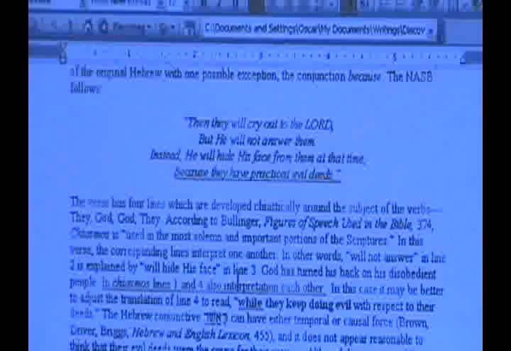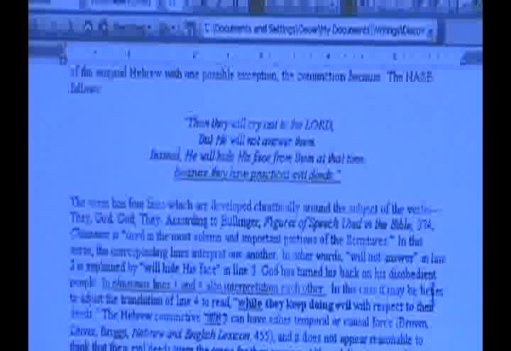Okay. Chiasmus turns back to his disobedient people, and lines 1 and 4 interpret one another. That's how chiasmus would work. Okay. So, in this case, we had better adjust the translation of line 4 to read, "while they keep doing evil." Now, let's stop for a second and deal with our reading of the text issue, because I didn't deal with everything here. Okay?